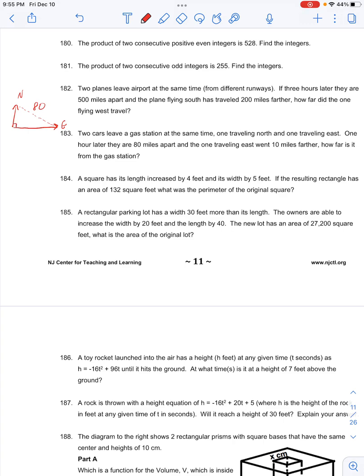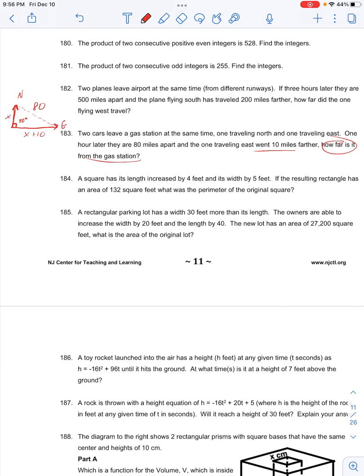And the angle made between them, between the north and east direction, is 90 degrees. So we have a right triangle here. And we know that the one traveling east traveled 10 miles further than the one traveling north. So how far is it from the gas station for the one traveling east?